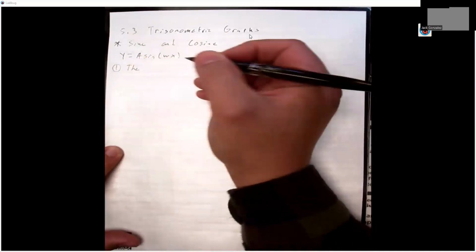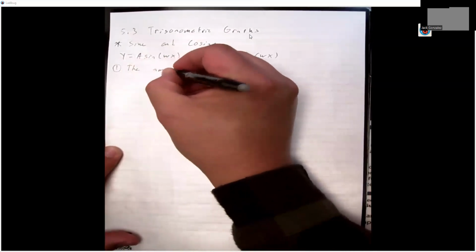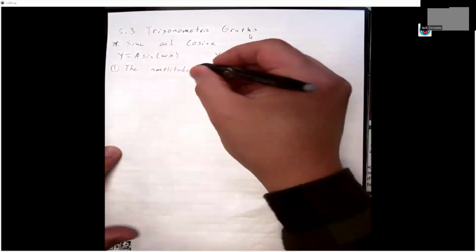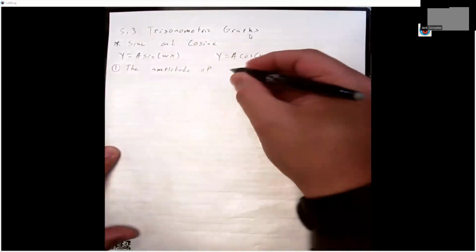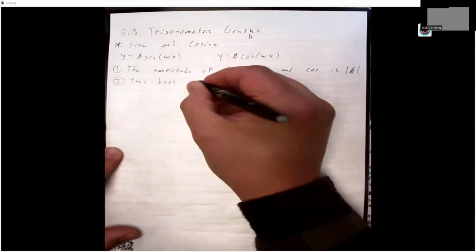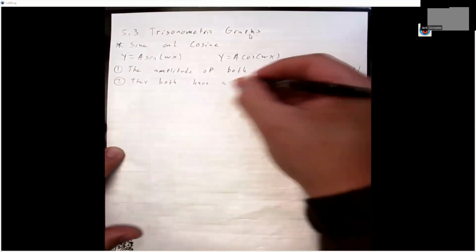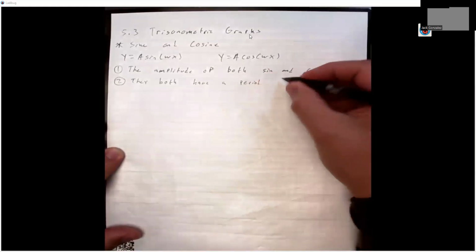The amplitude of both sine and cosine is the absolute value of A. Number 2, they both have a period of 2 pi divided by omega.